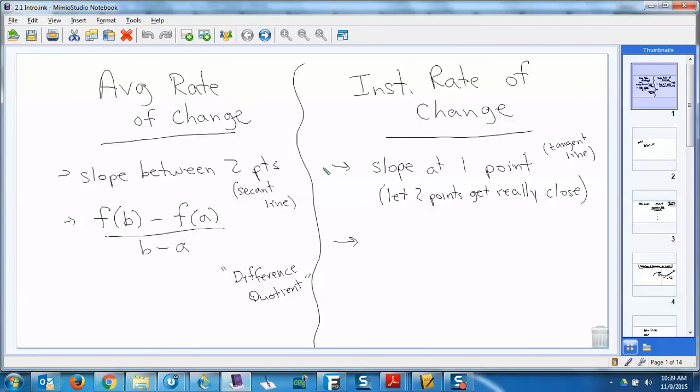Now, the name we have for that is the difference quotient. The name for the slope formula is the difference quotient. You're subtracting and then dividing. Done. The difference quotient. So when you hear that phrase, that's what we want to think of: the slope between 2 points formula. Okay?